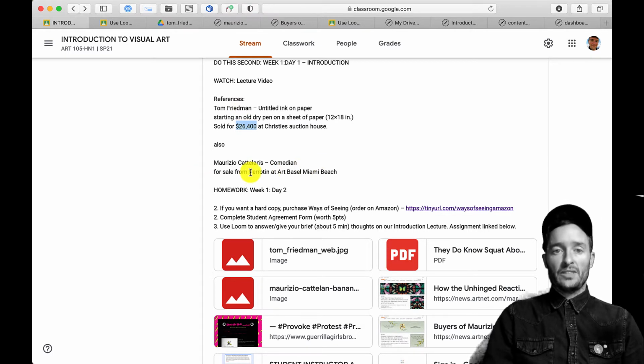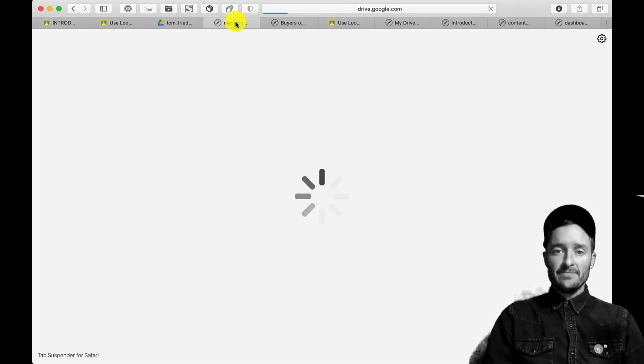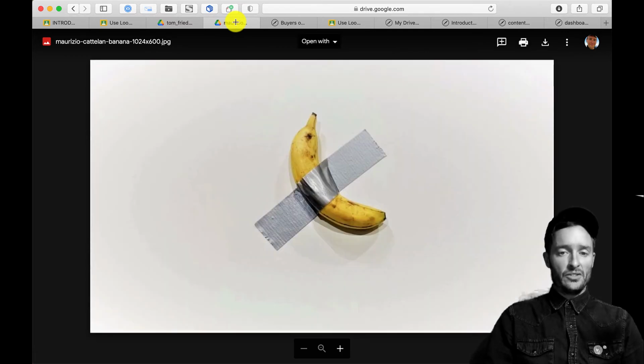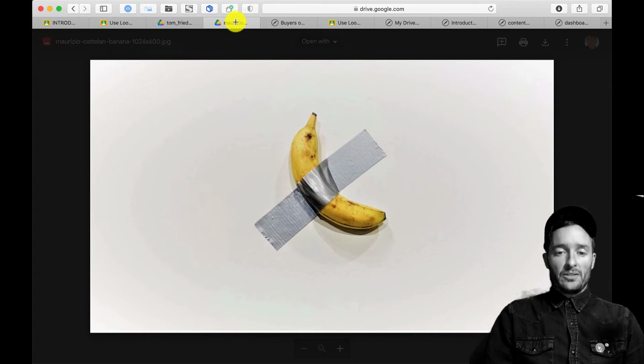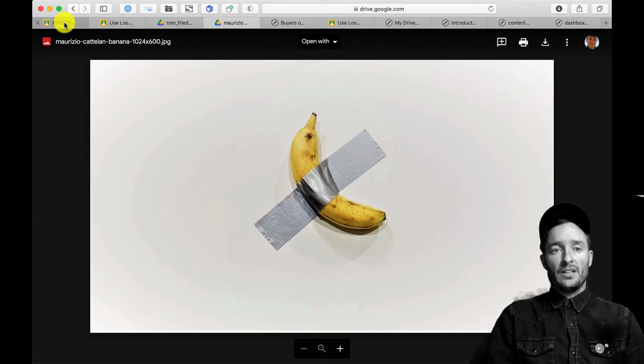Now, I'm going to move on to Mauricio Catalan's work, which is titled Comedian. And this is the one that I brought up in my presentation to you in the fall when talking about the course. This is called Comedian, and it is what it looks like. It's a banana that's been duct taped to a wall.